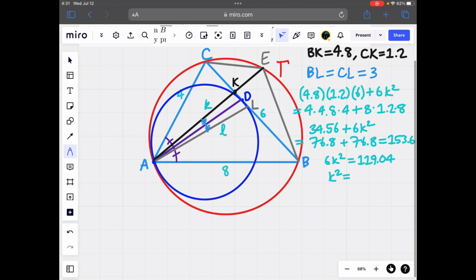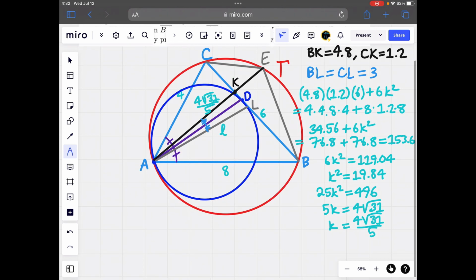K squared equals 19.84. If we multiply k squared by 25, we get 25k squared equals 496. And so we have 5k equals the square root of 496, which is 4 root 31. So we have little k equals 4 root 31 over 5.